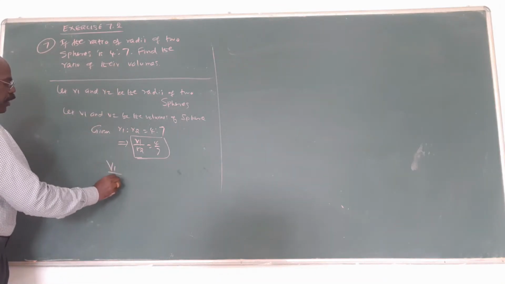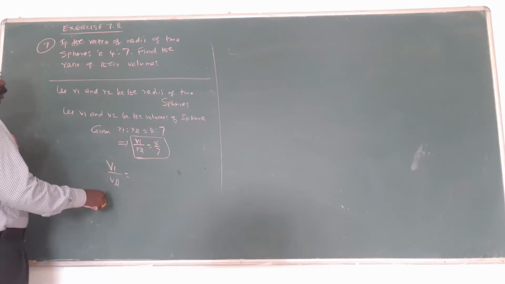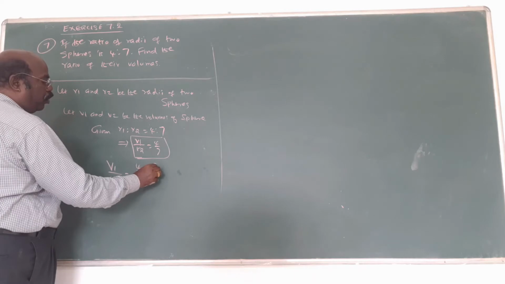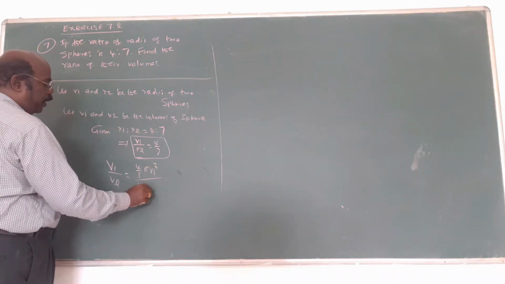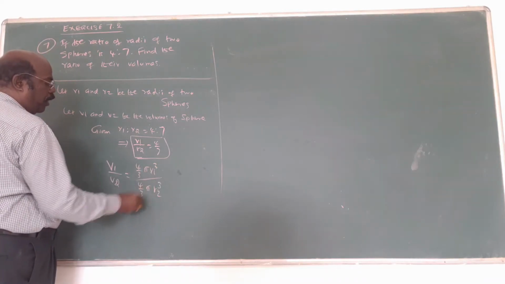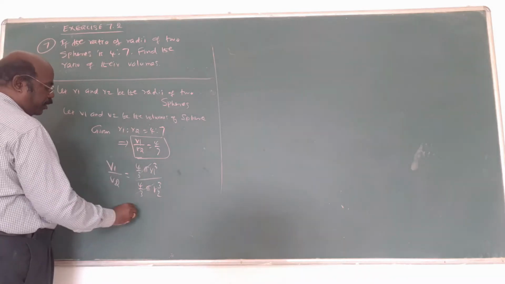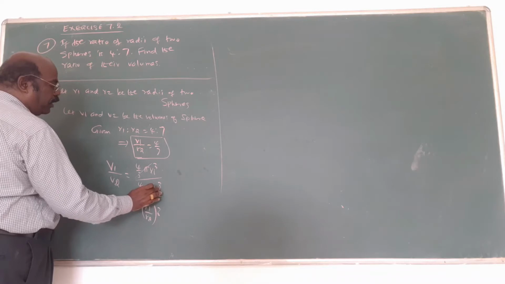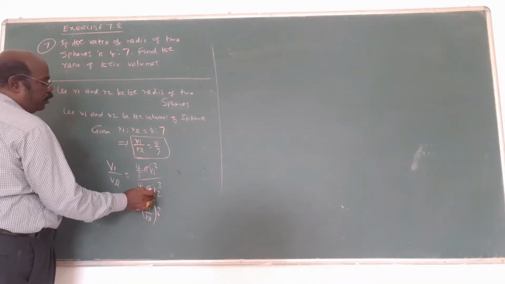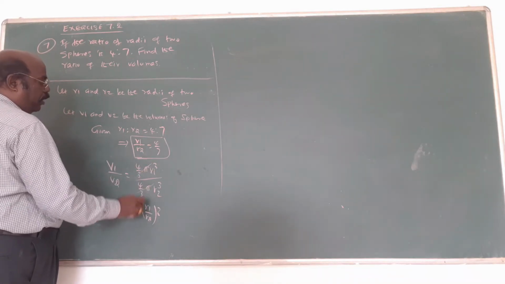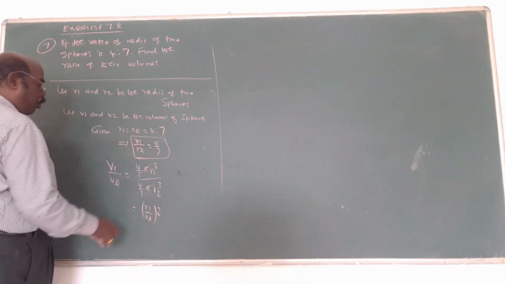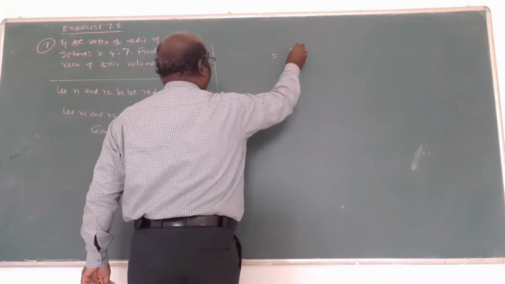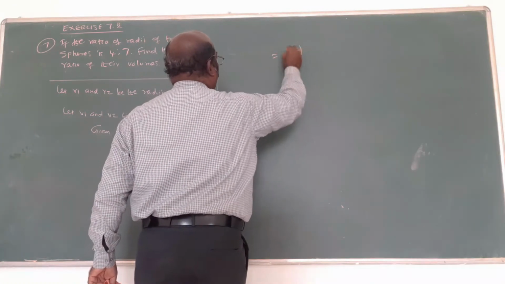So V1 by V2 is asked. That means the volume of the first sphere. What is the formula? 4 by 3 pi R1 cube over 4 by 3 pi R2 cube. This is the formula for the volume of a sphere. Cancel. Okay, this can be R1 by R2 whole power 3. That is R1 cube by R2 cube. That's why you write R1 by R2 whole cube, because R1 by R2 is already found as 4 by 7. Okay? 4 by 7 whole cube.